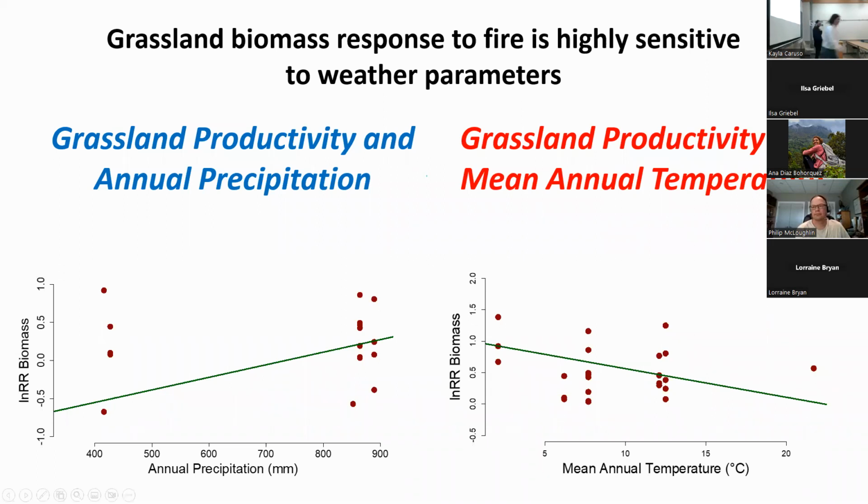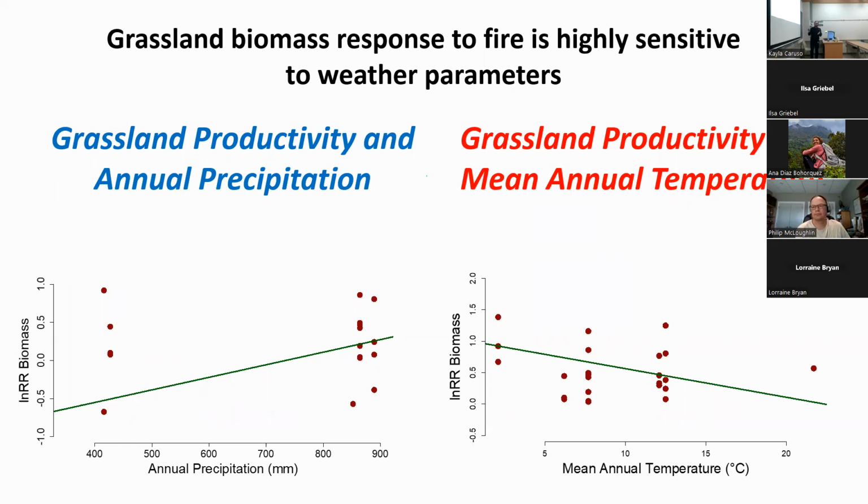Okay, so I was saying that it seems that grassland biomass or productivity is more sensitive to weather parameters, and we looked already at how there is a more positive response when we have more precipitation in certain locations. In contrast, when we're analyzing grassland productivity correlated with annual temperature, it seems to be a negative response. So in locations with higher temperature, the response to fire in terms of productivity is negative, or tends to be negative.